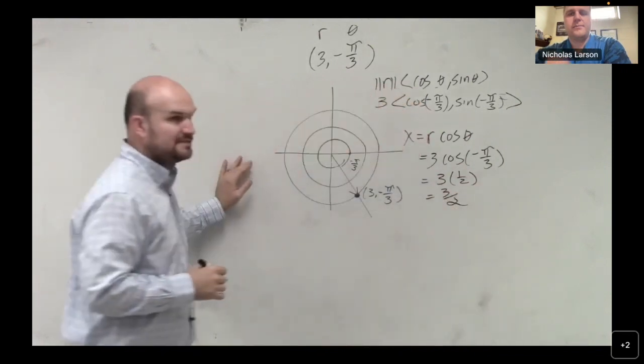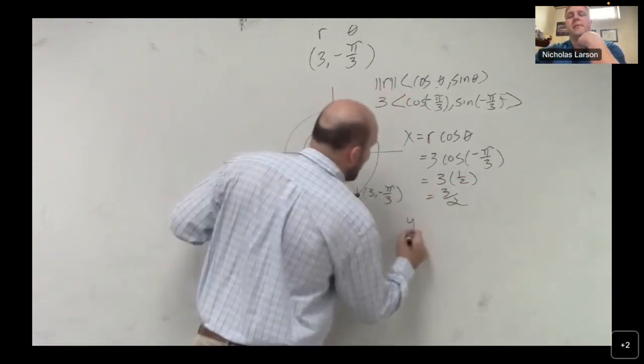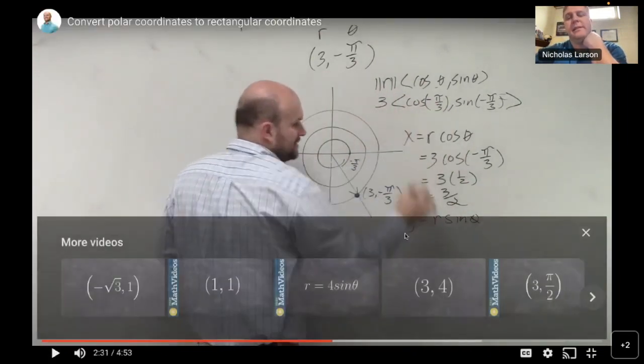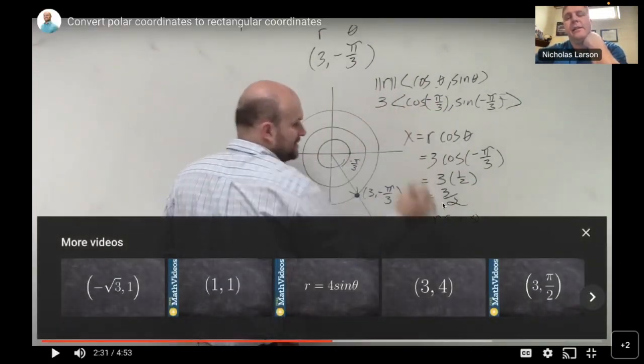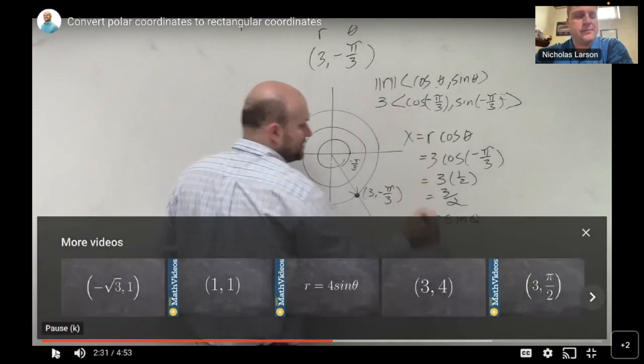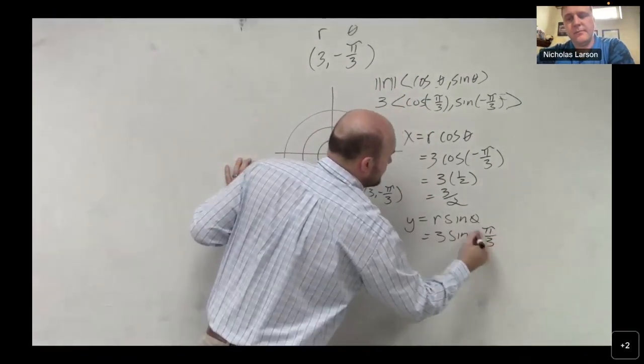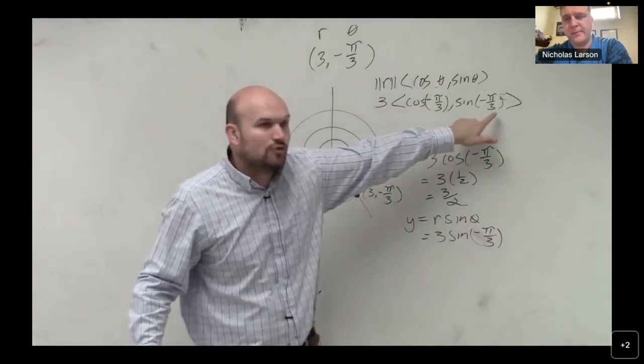That's going to be 3/2. Then we do the y, which is r times the sine of theta, right? So that's the difference: for our y coordinates we use sine, and for x coordinates we use cosine, which is 3 times the sine of theta, sine of negative pi over 3. Right? Isn't that what they're doing to find the y coordinate of that vector?